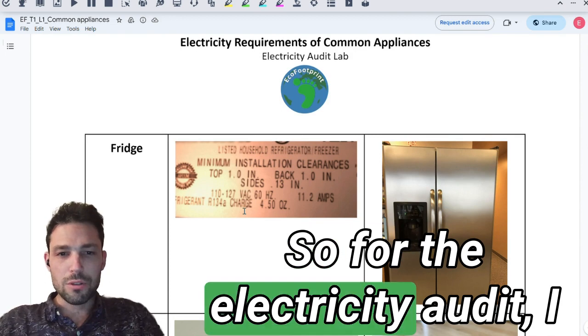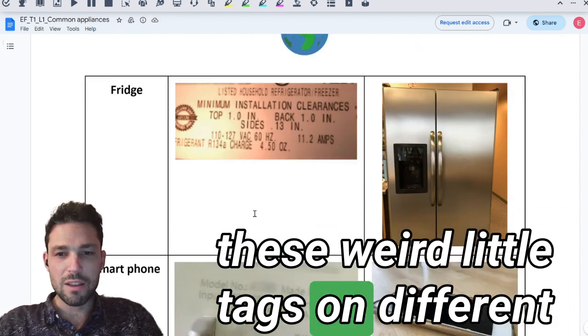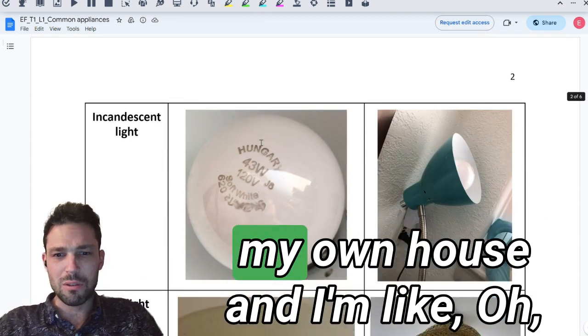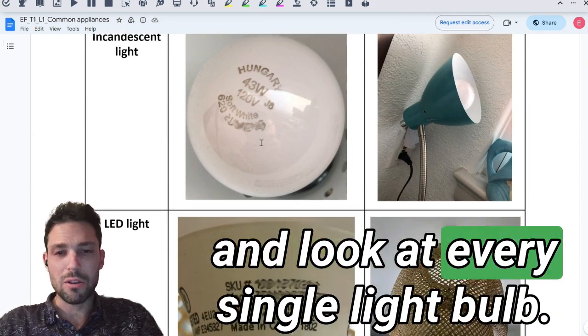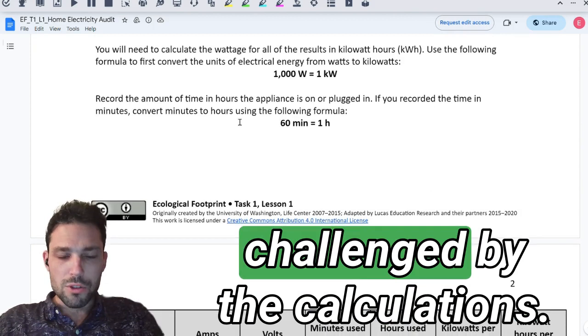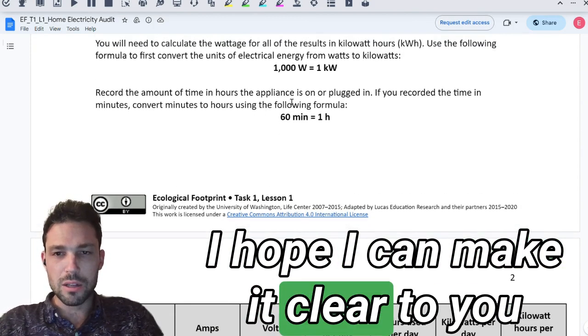So for the electricity audit, I think the hardest part is going to be going around your house and finding these weird little tags on different appliances. I find this a very daunting task. I've looked at a few things in my own house and I'm like, oh my God, I'm not going to go around and look at every single light bulb. So that's really challenging. And then some other people were challenged by the calculations. I find this less challenging, and I hope I can make it clear to you too.